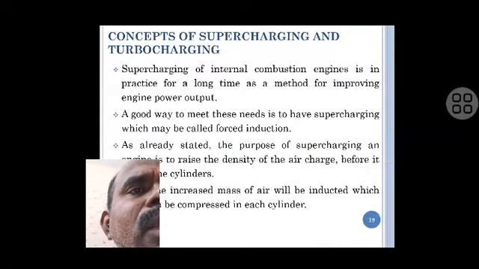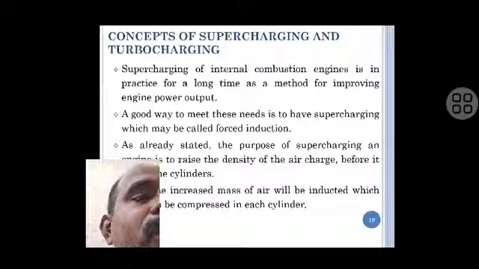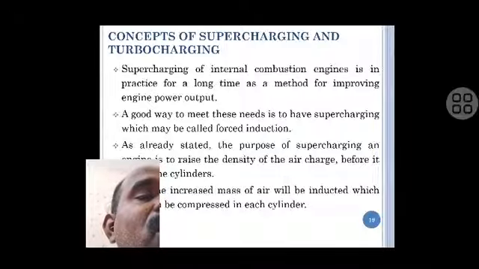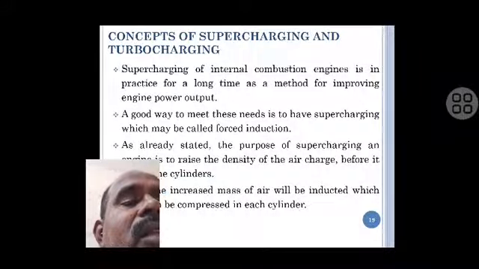Then we discuss the concept of supercharging and turbocharging. Supercharging of internal combustion engines has been in practice for a long time as a method of improving the engine power output. A good way to meet the need is supercharging, also called forced induction. As already stated, the purpose of supercharging is to raise the density of the air charge before entering the cylinder, to increase the mass of air by introducing compressed air into the cylinder.